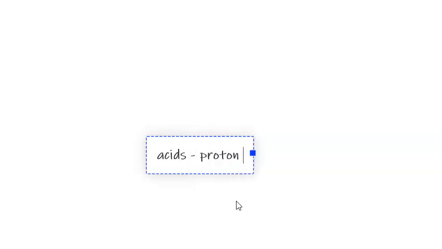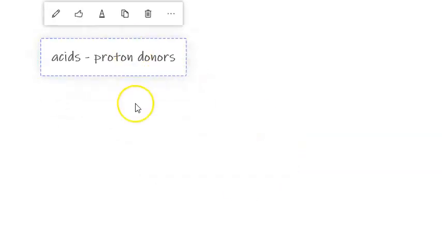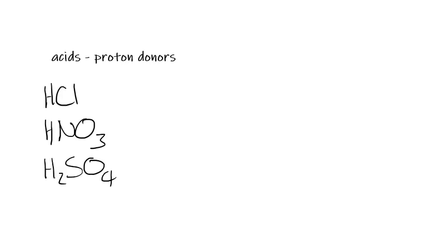So just a bit of a summary, a bit of a revision of last year. Acids are proton donors. We can also say proton and hydrogen ions are the same thing. So some examples of acids that we looked at in year 11 would have been HCl, HNO3, or H2SO4. All of these acids have one thing in common, and that's that they all contain hydrogen ions. And so when they partake in a reaction, they will donate that hydrogen ion to another molecule.